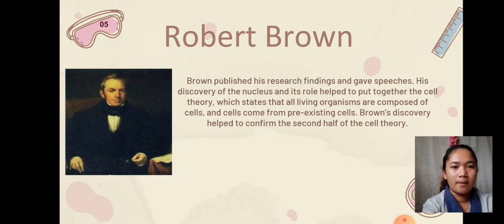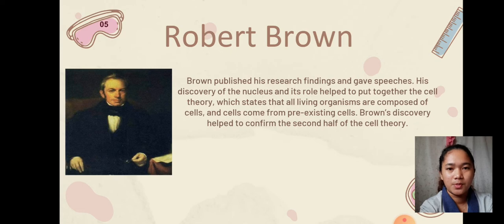Robert Brown. Brown published his research findings and gave speeches. His discovery of the nucleus and its role helped to put together the cell theory, which states that all living organisms are composed of cells, and cells come from pre-existing cells. Brown's discovery helped to confirm the second half of the cell theory.